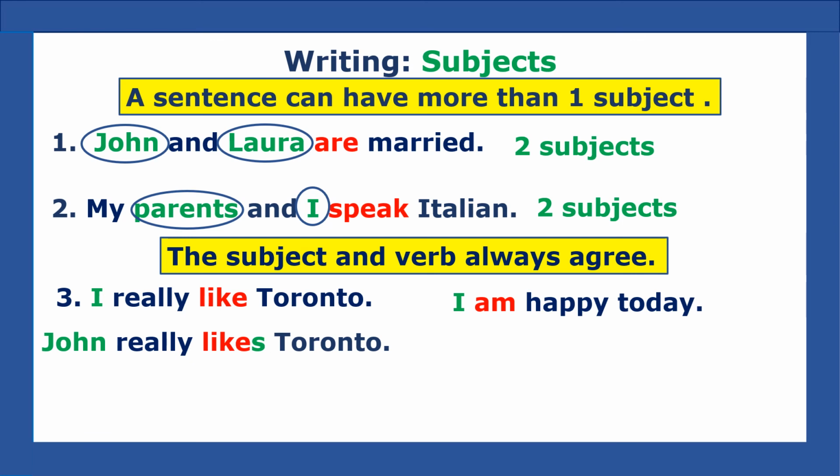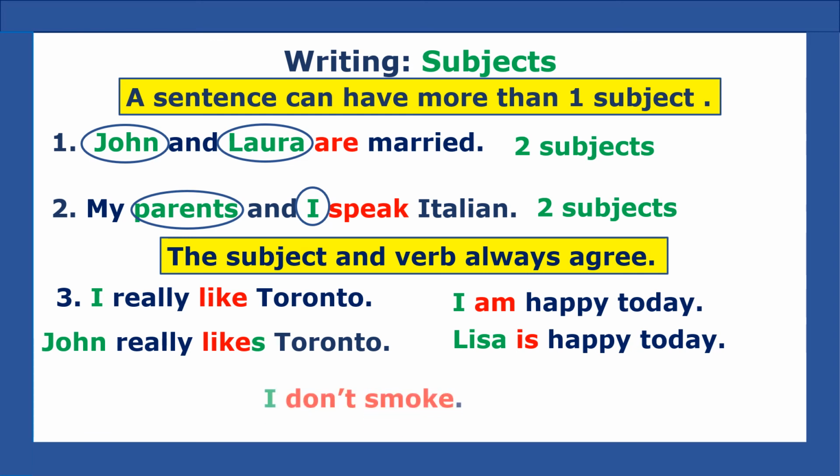I am happy today. What's the verb? Am. What's the subject? I. But if I want to talk about Lisa, do we say Lisa am happy today? No, we need to say Lisa is happy today. So the subject, Lisa, and the verb agree.